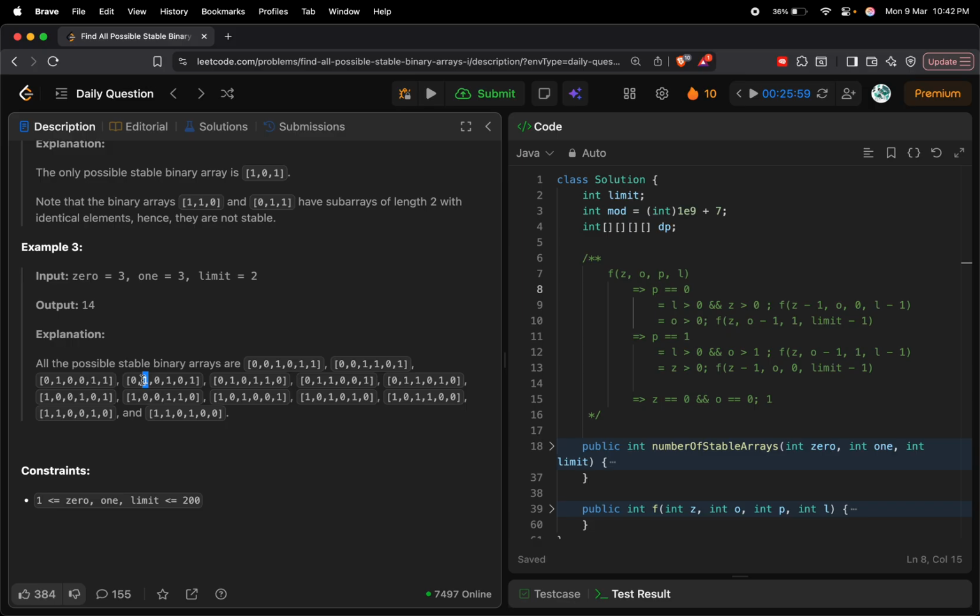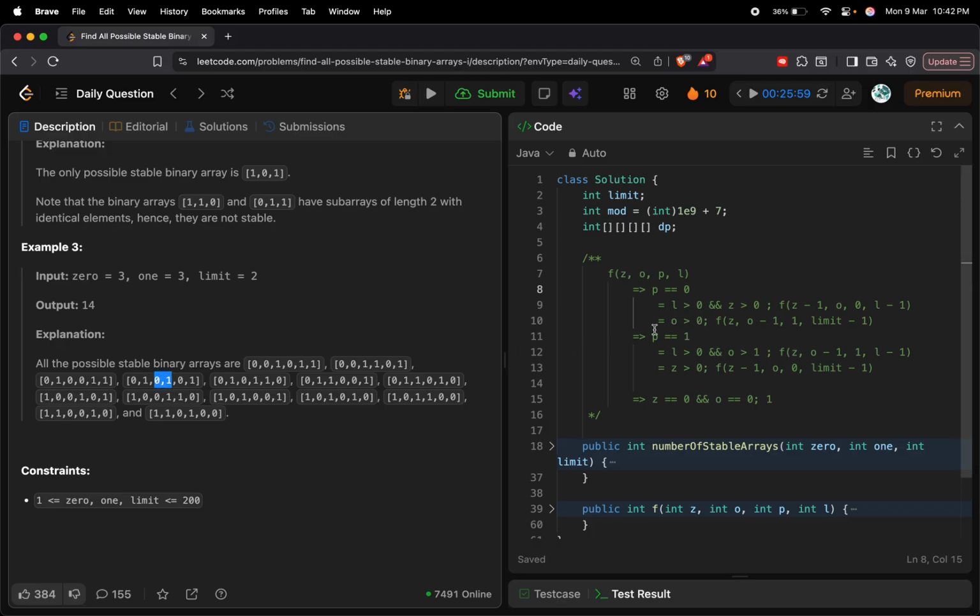If I choose to go with 1, then since I have gone with 1, the next subarray which I am going to form from this position can have 2 consecutive zeros, because the maximum allowed is 2. So my limit for zeros will again turn out to be the maximum limit. If I choose to keep 1 over here, the allowed limit for ones will reduce, but the allowed limit for 0 is still 2.